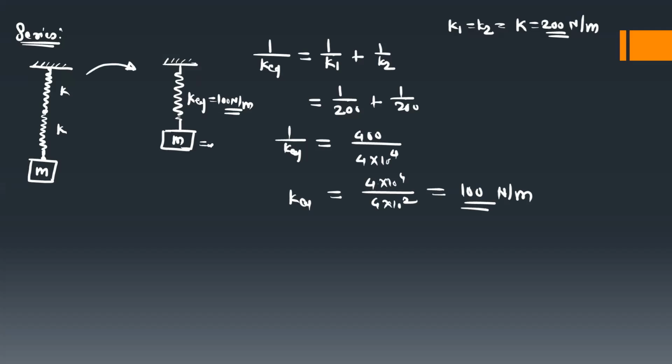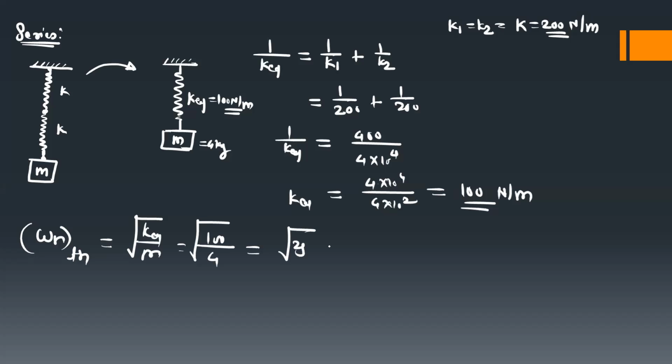And mass is 4 kg. So theoretical value for the series arrangement, omega n, which is square root of K equivalent upon m. This is square root of 100 upon 4. So this is 25, and that is 5 rad per second. Okay. Now we should check this value by experimental procedure.